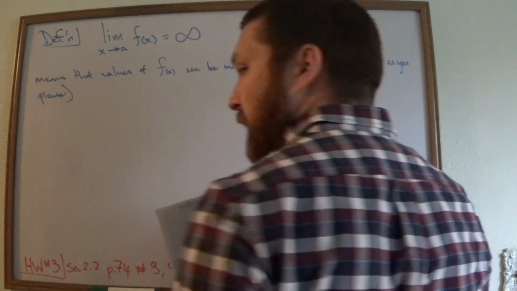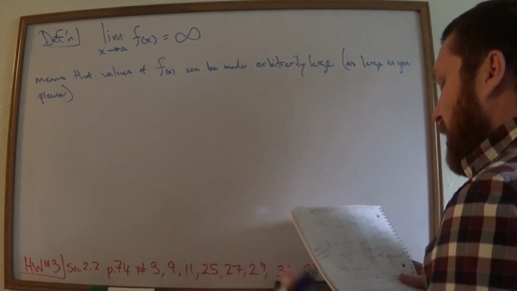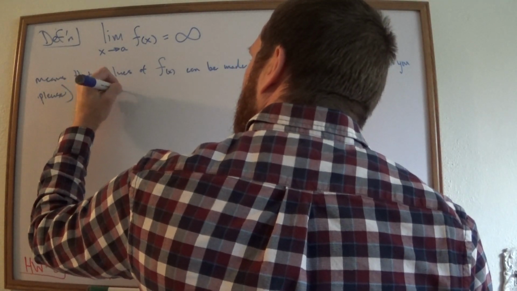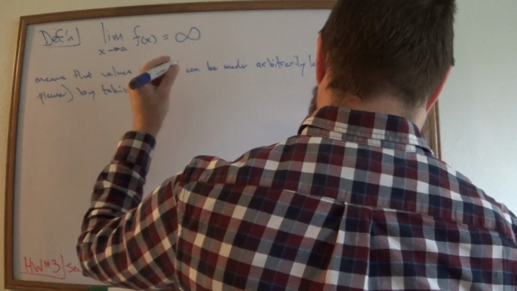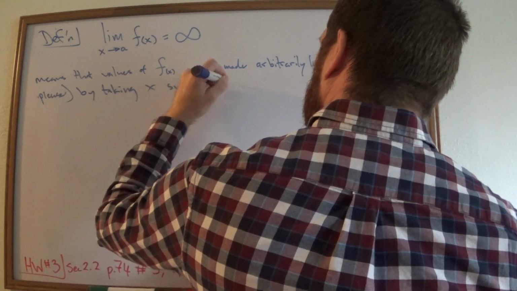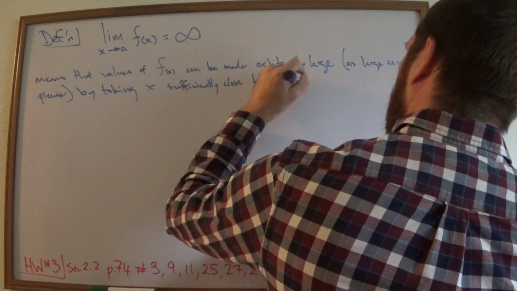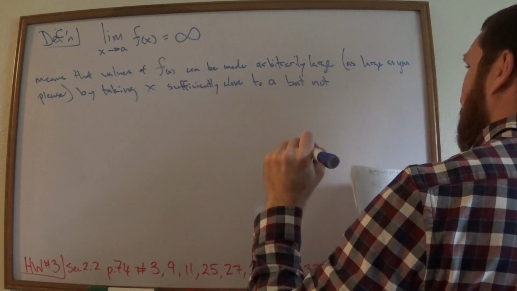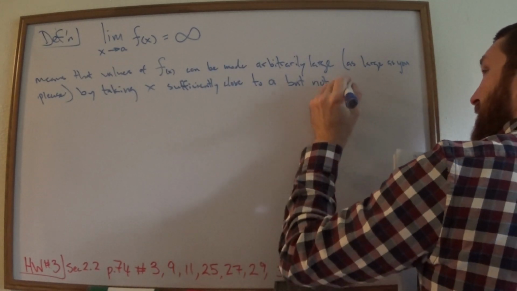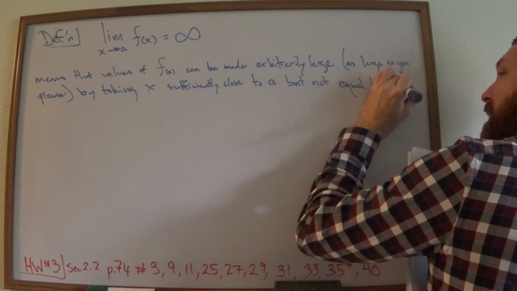Large as you want. 100 million? Yeah, we can make it that big. 700 billion bajillion? Yeah, we can make it that big. As large as you please, by taking x sufficiently close to a, but not equal to a.